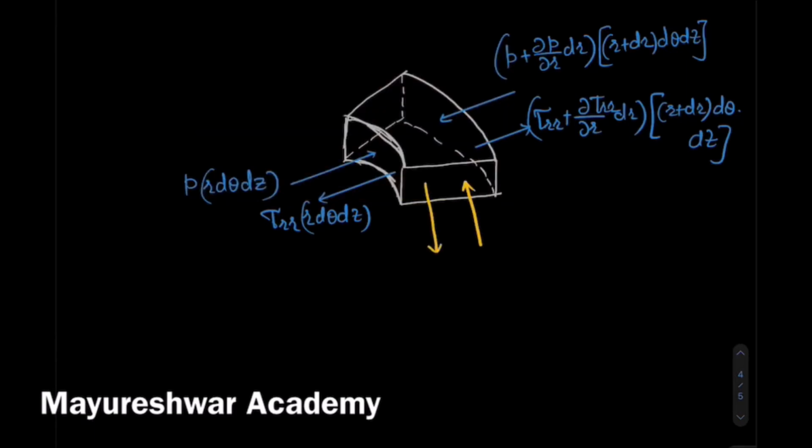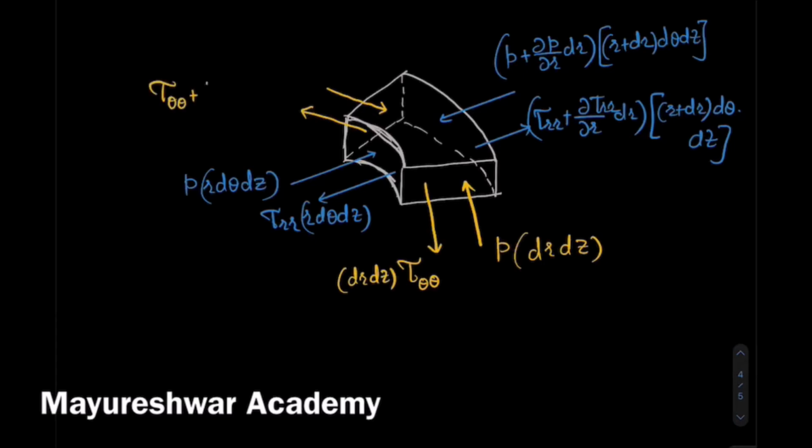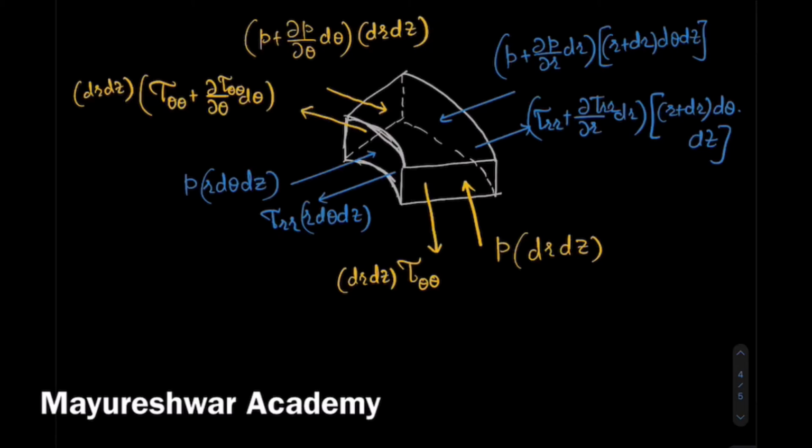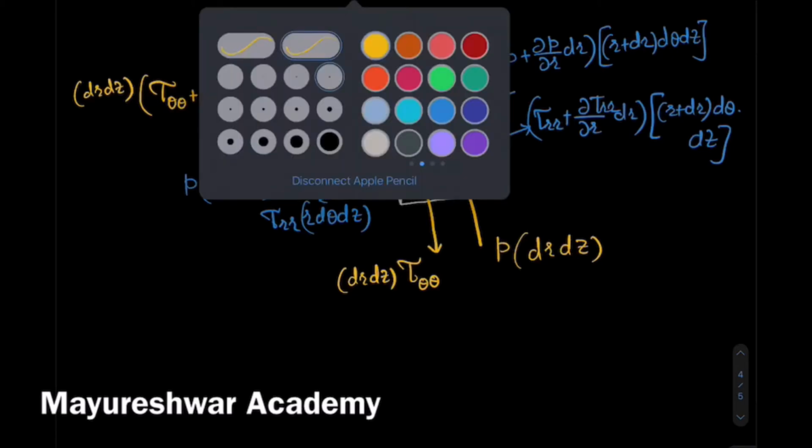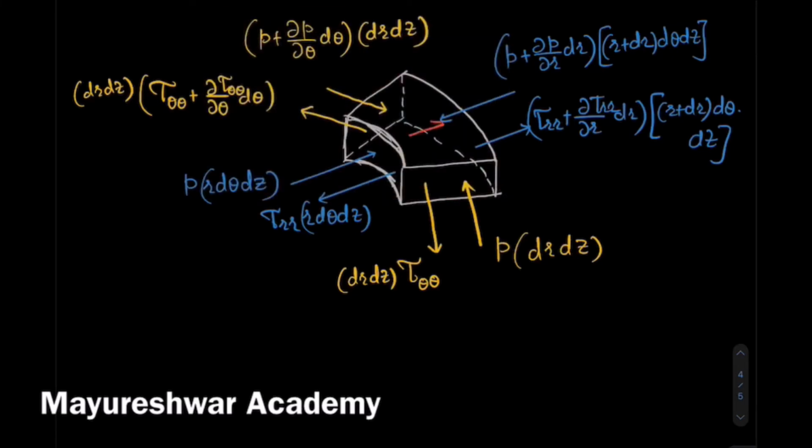Now we need to add the components along theta direction. So this is pressure and normal stress along theta direction, p theta, or we can call that as p multiplied by dr dz. So then this will be normal stress component, which is tau theta theta. So this is its rate of change along the other face, and multiplied by same component of area dr dz. So similarly this is p, dp d theta multiplied by d theta into dr dz. So these are all the stress components, normal and the pressure components.